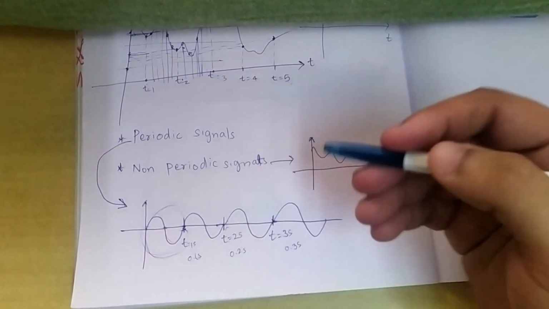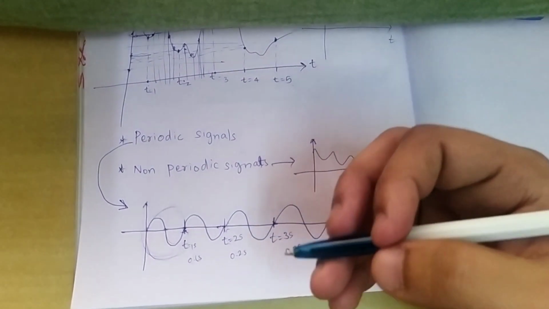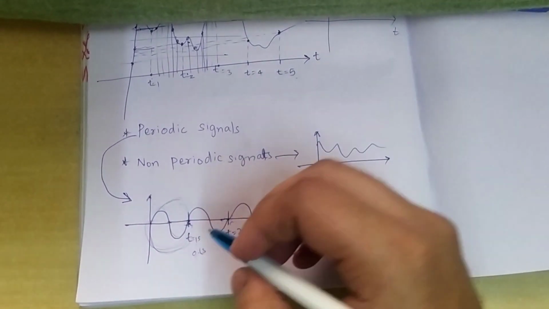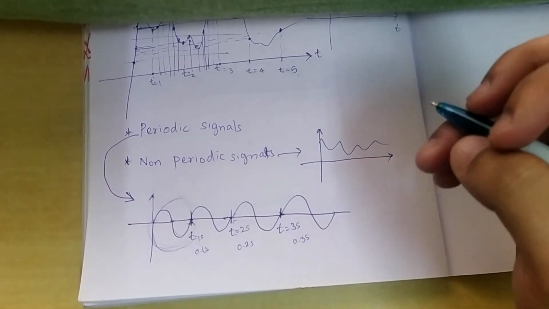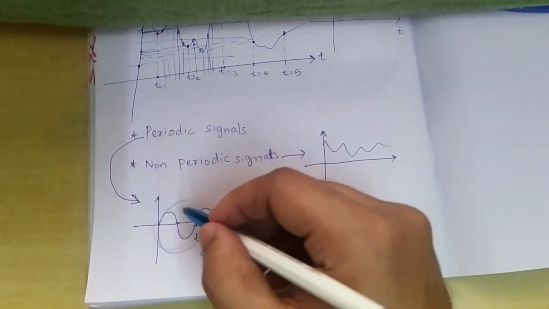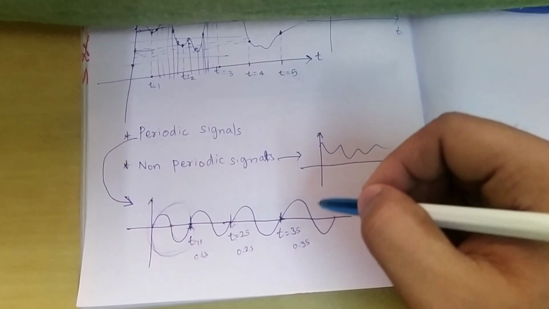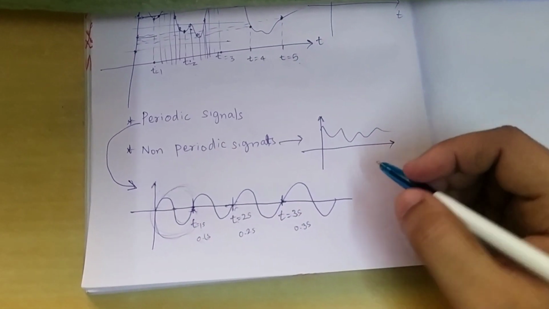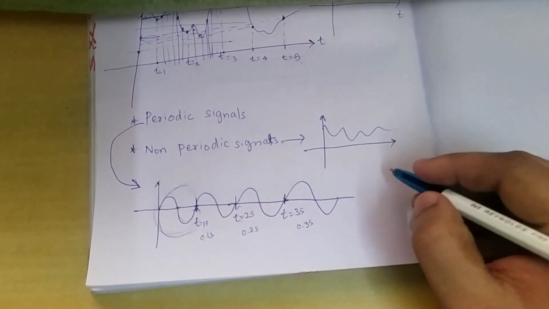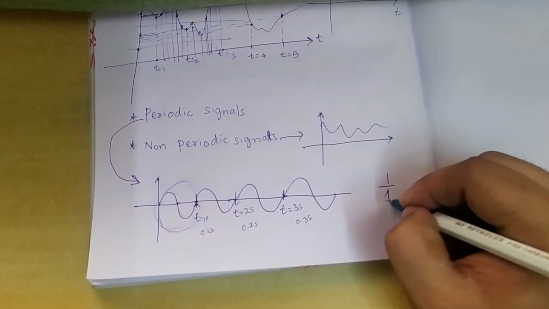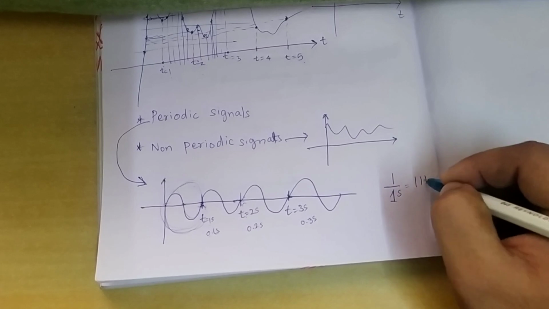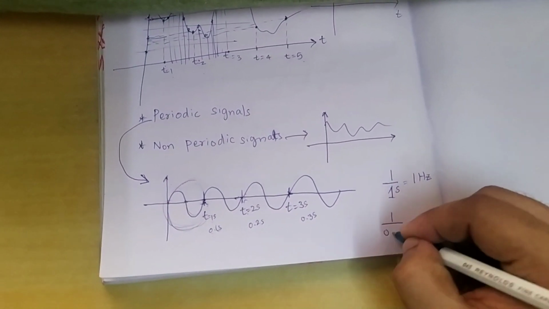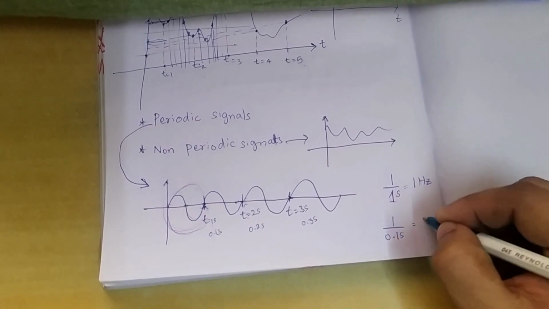How frequently it repeats itself tells us the frequency of the signal. So how do we define the frequency of a signal? It is how frequently a periodic signal repeats itself. If we take this 1 second, it repeats after every 1 second, so it's 1 hertz. If we take this 0.1 second, after every 0.1 second it repeats, so 10 hertz.